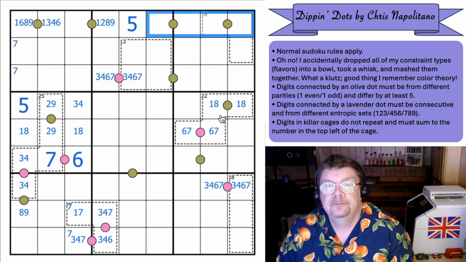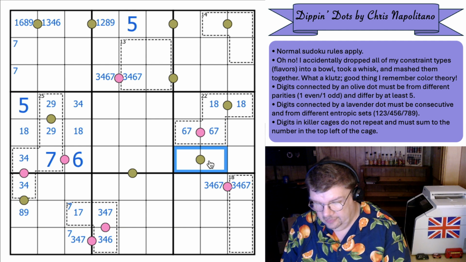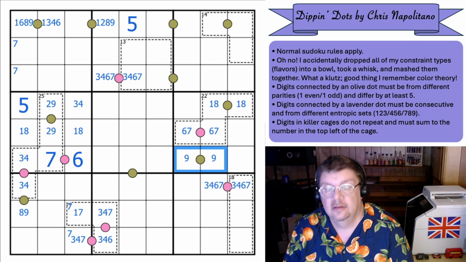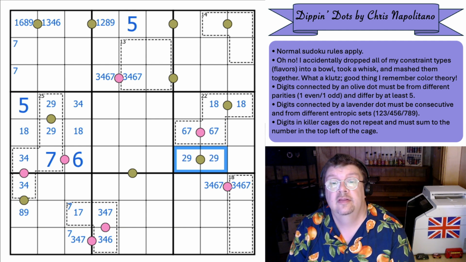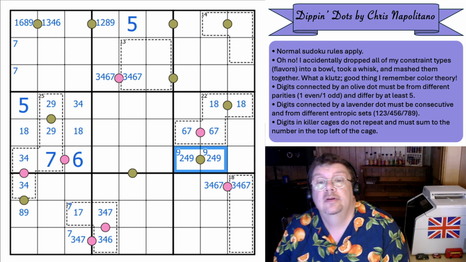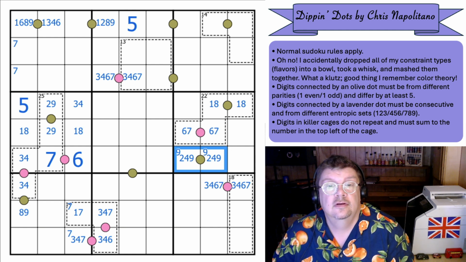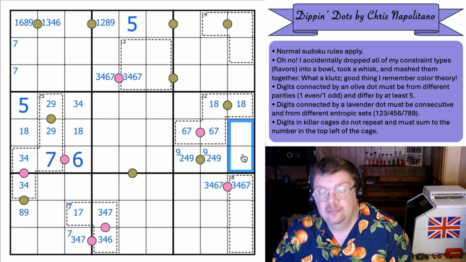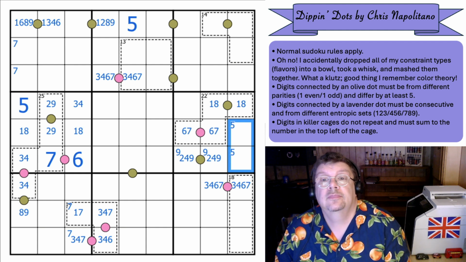What else have we got? We have a high digit on this olive dot. That has to be a 9, and it has to go with either 2 or 4. But 9 is definitely on that dot. 5 can't go there, so 5 is in one of those two.